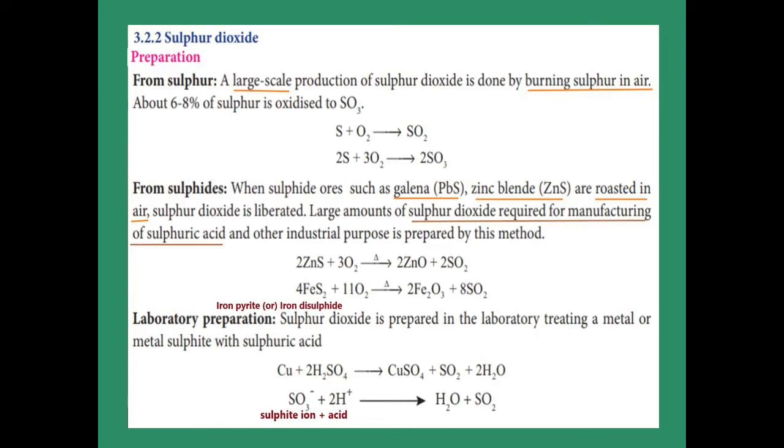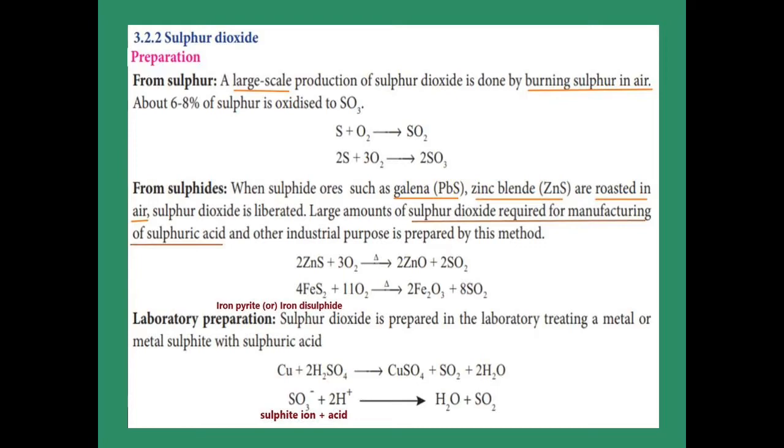The next reaction, FeS2. The name of this compound is iron disulfide. On reacting with oxygen on heating it gives ferric oxide Fe2O3 plus sulfur dioxide. The next preparation is laboratory preparation. In this laboratory preparation, a metal is treated with sulfuric acid, it gives one of the products as sulfur dioxide, and another one, metal sulfite is treated with sulfuric acid, it gives sulfur dioxide as one of the products.